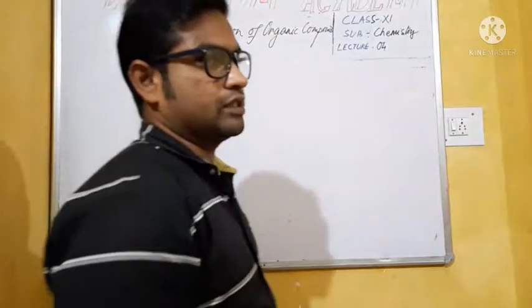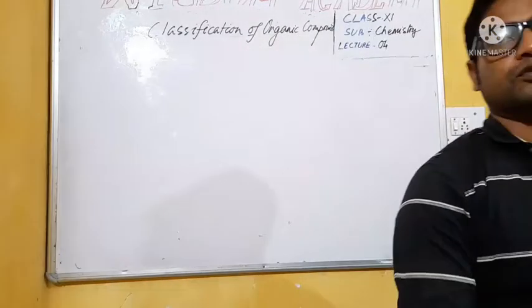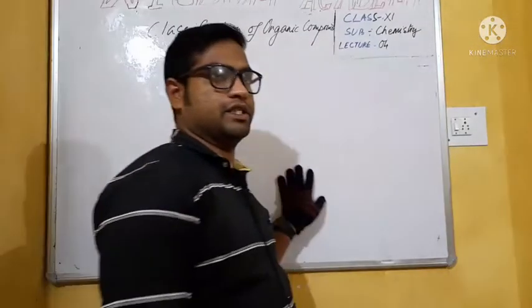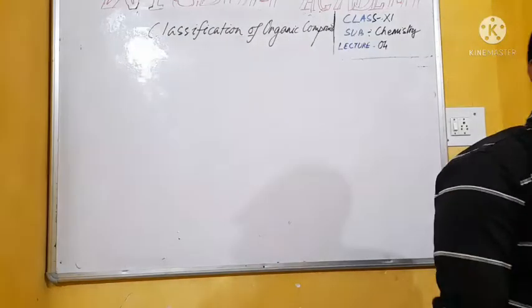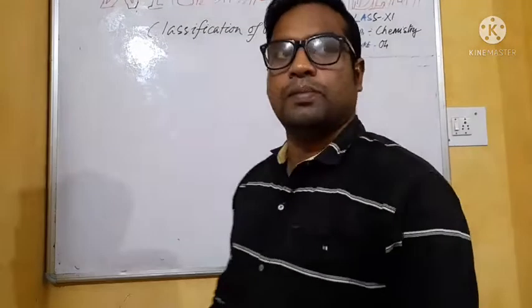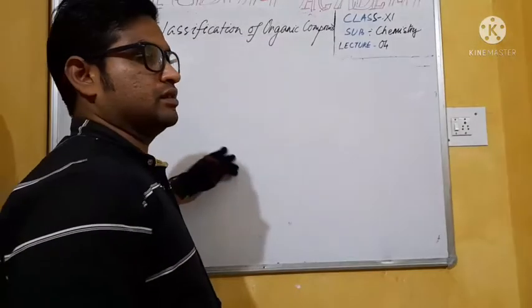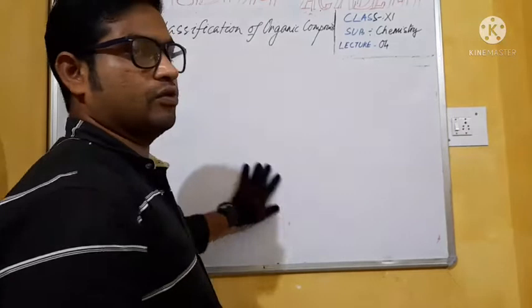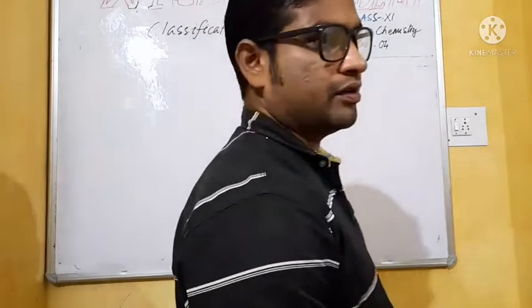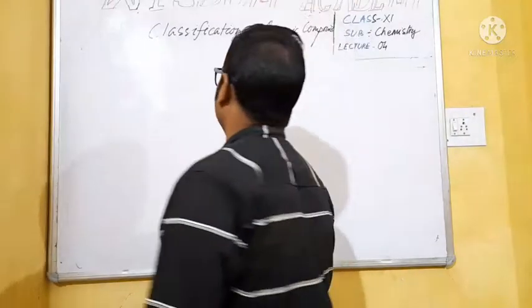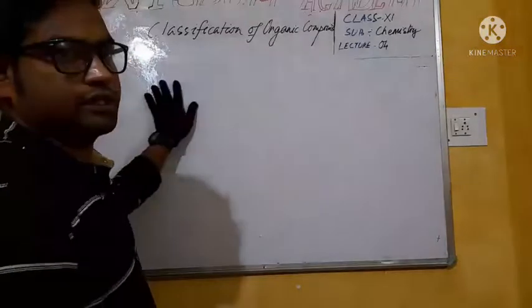Students, today I will discuss 11th Chemistry, Chapter 12, Organic Chemistry. Today I will discuss the classification of organic chemistry. Students, in the previous lecture, I discussed the catenation property, tetracovalency, pi bond, sigma bond, and hybridization nature of organic compounds. So today I will discuss the classification of organic compounds.